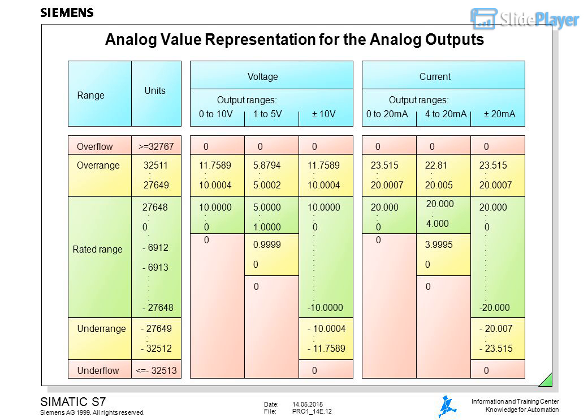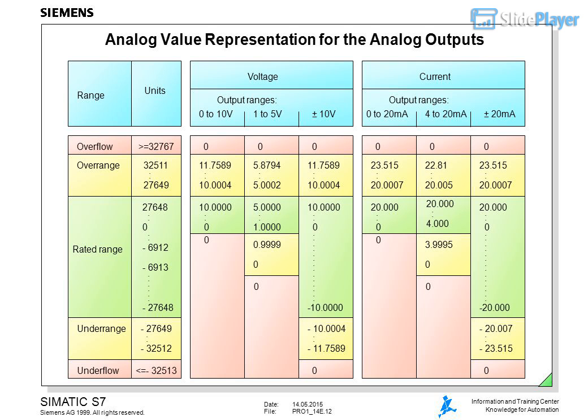Rated range, voltage, current. For symmetrical voltage or current ranges, a rated range of symmetrical minus 27,648 to plus 27,648 is converted to plus minus 10 volts, plus minus 20 milliamperes. For asymmetrical voltage or current ranges, a rated range of asymmetrical 0 to plus 27,648 is converted to 0 to 10 volts, 1 to 5 volts, 0 to 20 milliamperes, 4 to 20 milliamperes.